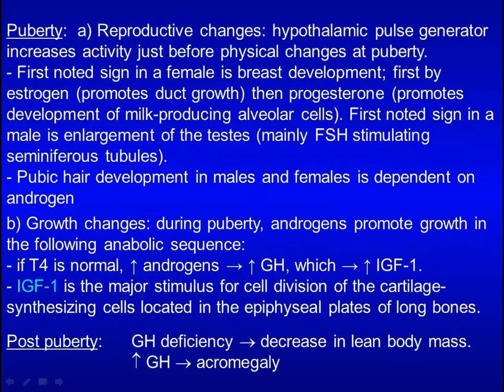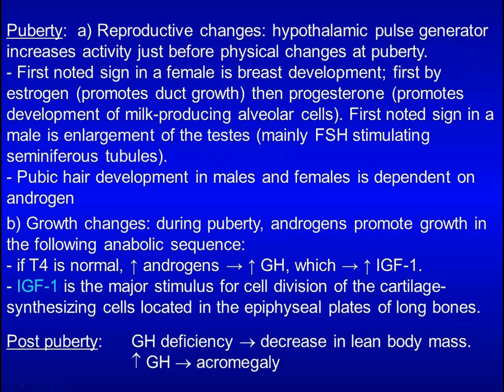At puberty, there are reproductive changes. Hypothalamic pulse generator increases activity just before physical changes at puberty. First noticed sign in a female is breast development. First noted sign in a male is enlargement of testes.